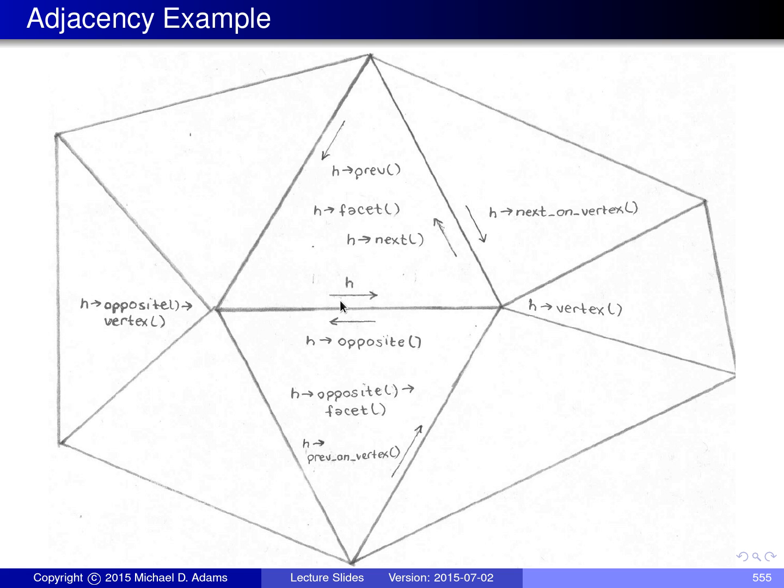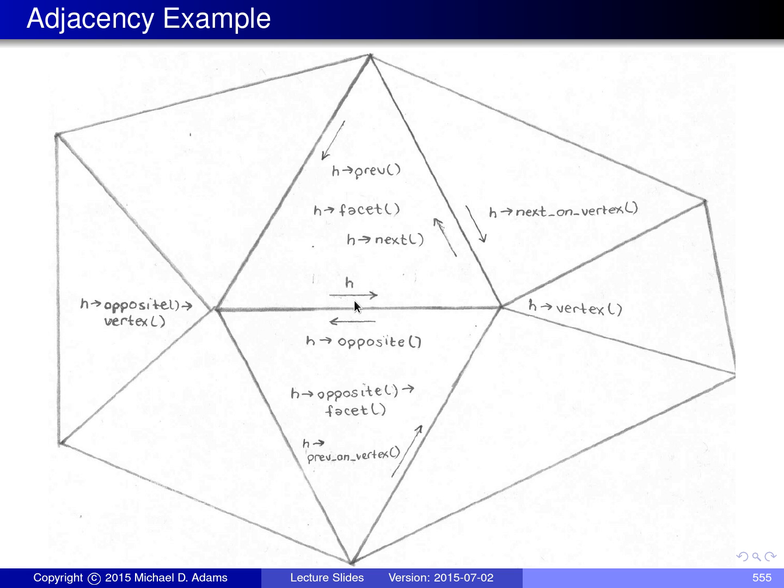If we wanted to find the right face, the face on the right-hand side of this half edge, we would call opposite first to get the half edge that's oriented in the opposite direction, and then we would call the facet member function for H opposite, because the facet that's on the left-hand side of this half edge is the same as the facet that is on the right-hand side of the original half edge. So if we call H opposite facet, that will give us this triangle facet here.